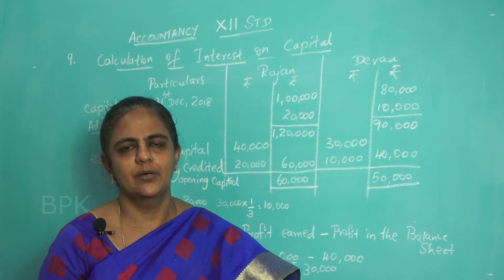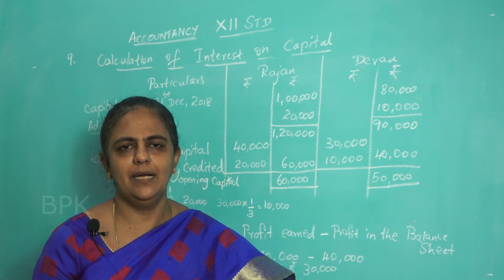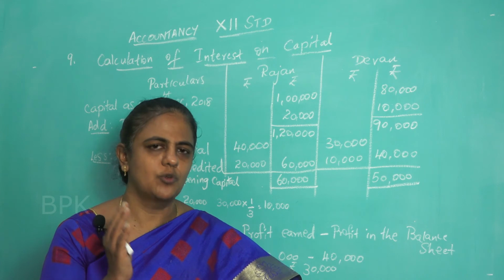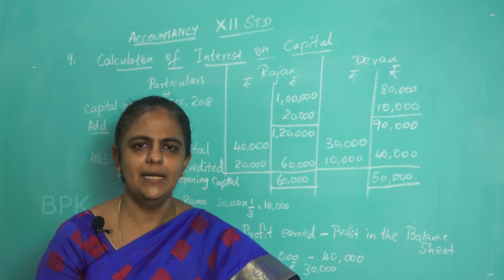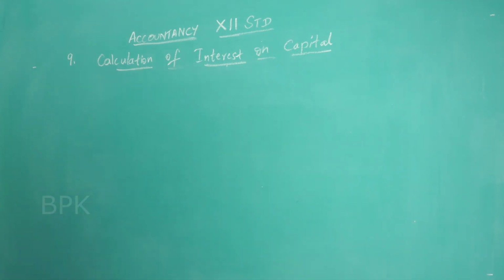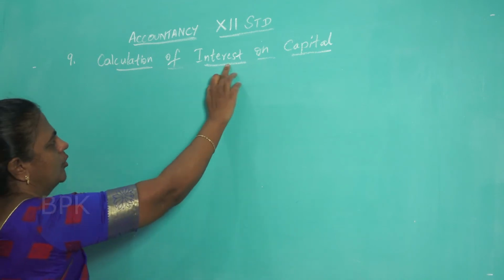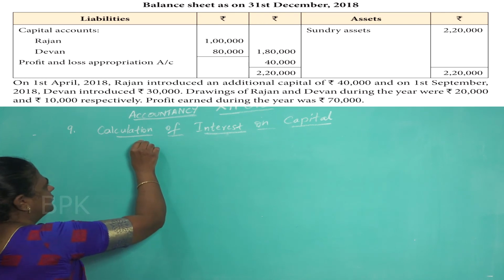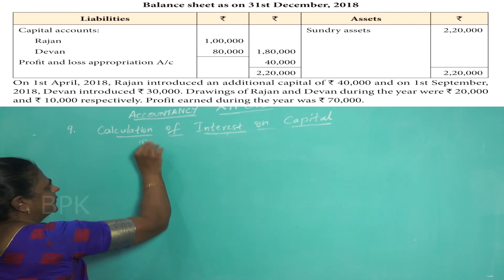Understood? Okay. So, we will move on to how to calculate interest on the opening capital. Here you see this question, additional capital is also given. So, that also should be calculated. Okay. So, now we are going to calculate interest on capital. So, first we will calculate for the first partner, that is Rajan.